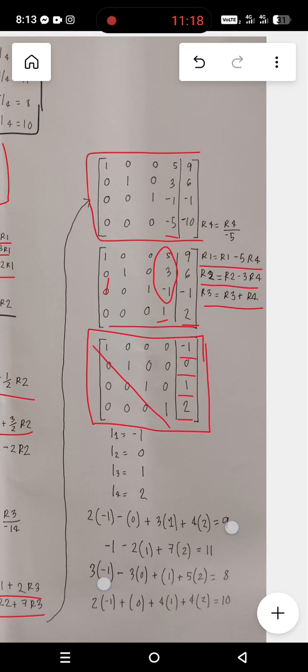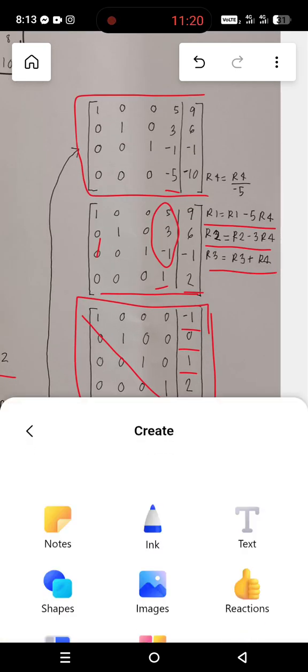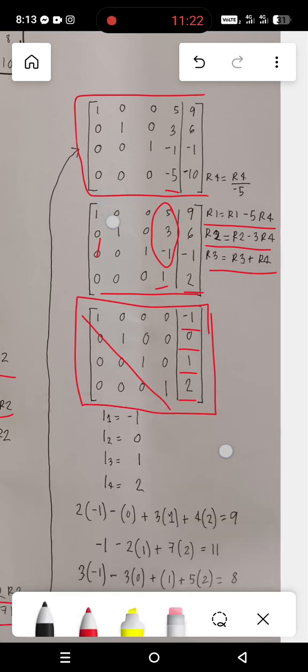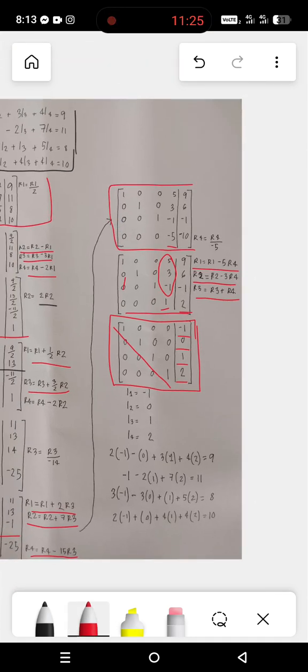And we can do a little bit of checking as well in order to verify if our answer is correct. And we can do that by substituting all values of L sub 1, L sub 2, L sub 3, and L sub 4 in the following system of linear equations. And we have verified that the results are equal, which is the same here, which means that we already solved this system of linear equations using Gauss-Jordan elimination.